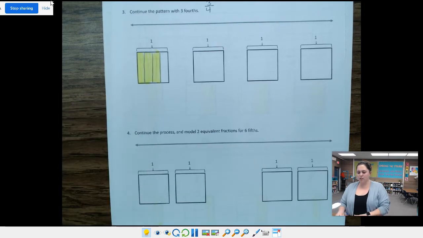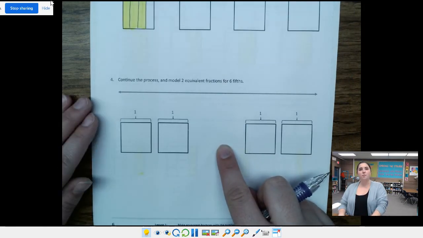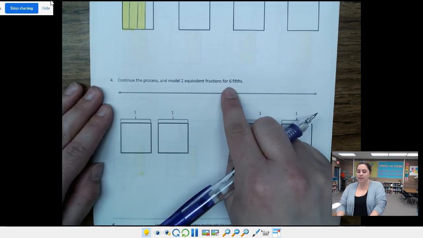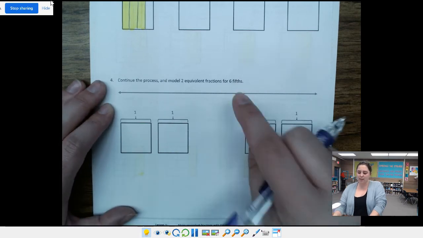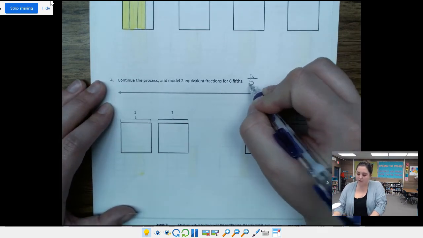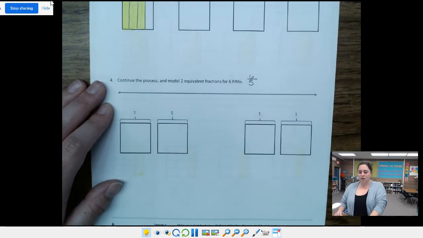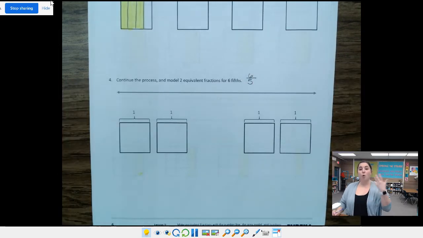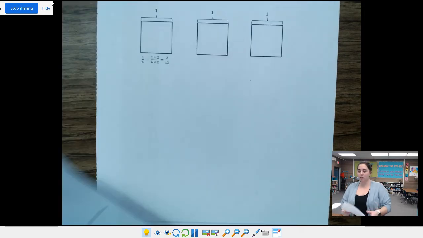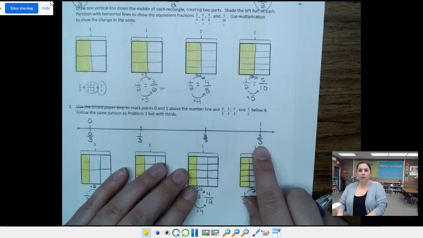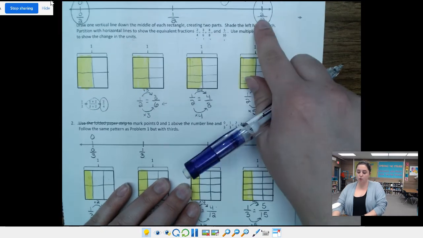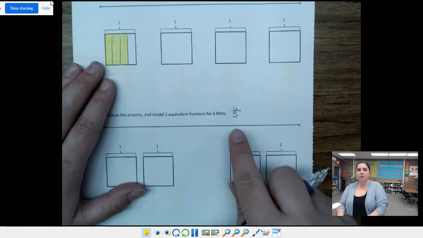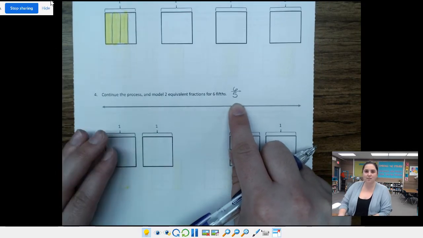Okay, so this is the one I found interesting. It says continue the process and model 2 equivalent fractions for 6/5. 6/5. Here's why I think that one's interesting. Because we've never had a larger number on top. So that actually means it's going to be more than 1. Because on our 2 previous problems, 3/3 was the same as 1. 2/2 was the same as 1. Now all of a sudden I have a larger number on top. 6 out of 5 pieces, 6/5.